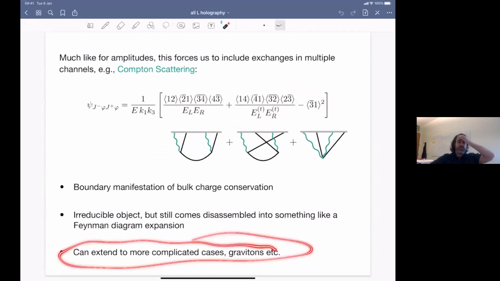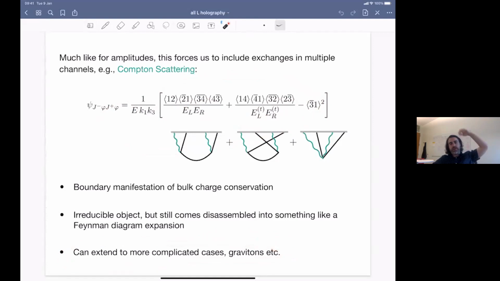So here I'm just showing you the simplest possible spinning correlator, but you can extend this to more complicated cases. You can compute correlators of gravitons and stuff like that.